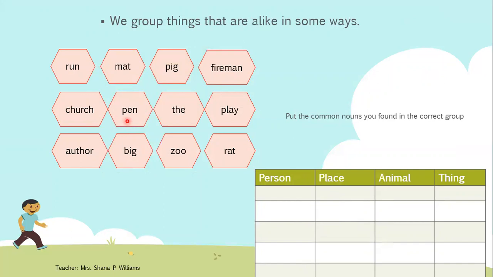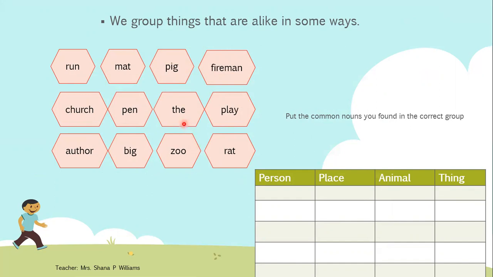Pen. P-E-N, pen. Is pen a person, place, animal, or thing? Very good. Pen is the name of a thing that we use to write. So you're going to write in your books again, I'm going to put pen under the group thing.